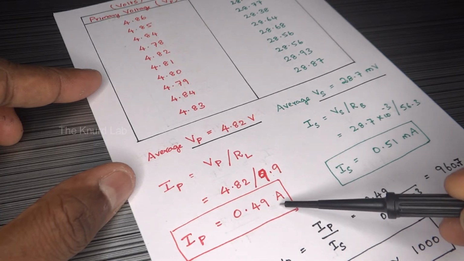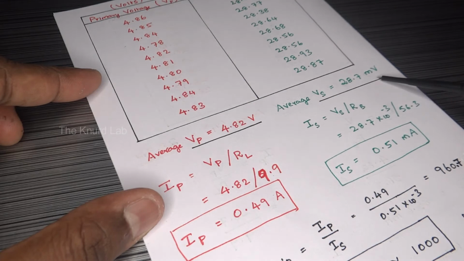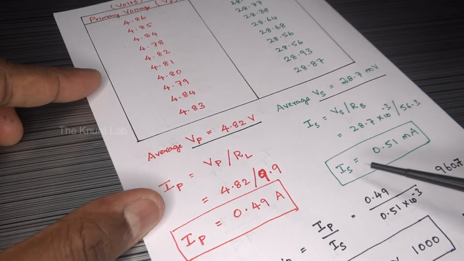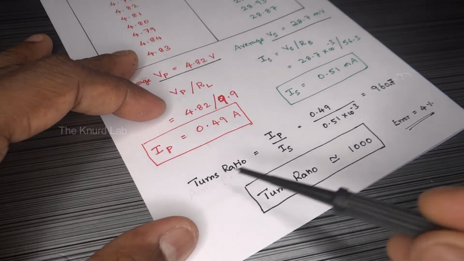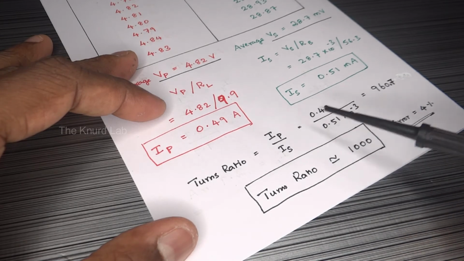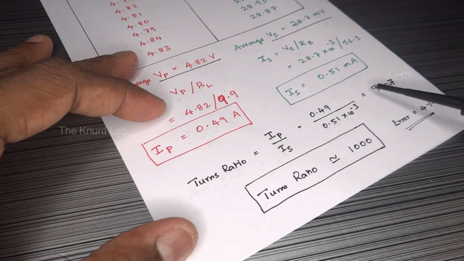We have the voltage drops across the primary and the secondary resistances in our hands now. So, using Ohm's law, we can easily calculate the primary current and the secondary current. The primary current comes to about 0.49 amperes and the secondary current about 0.51 milliamperes. If we observe our results carefully, we can already see that our secondary current is about 1000 times lesser than the primary current. We can anyway substitute our primary and secondary currents in the turns ratio equation.